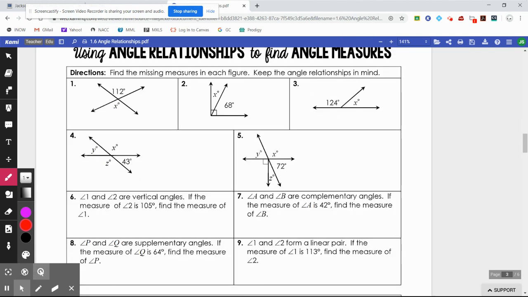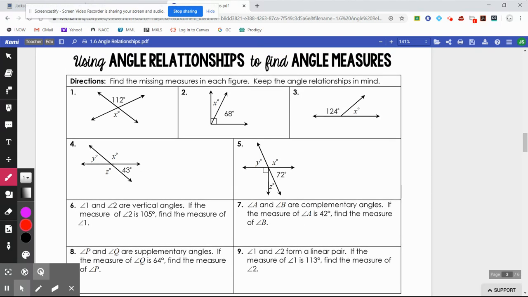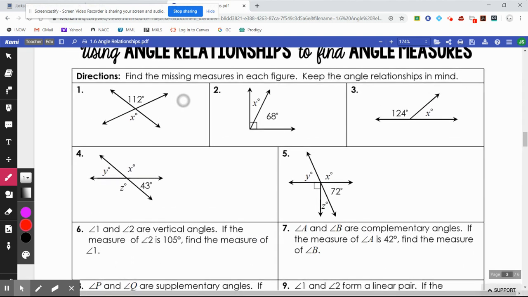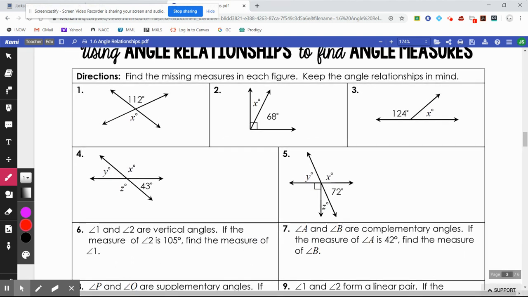Okay, we're now going to work some problems. It says using angle relationships to find angle measures. So we're going to be working some problems with different angle relationships. Number one, these two angles are an example of the vertical angles that we talked about before, because you have intersecting lines. These angles are across from each other, so therefore these two angle measures would be the exact same size. Angle X there would be 112 degrees as well.